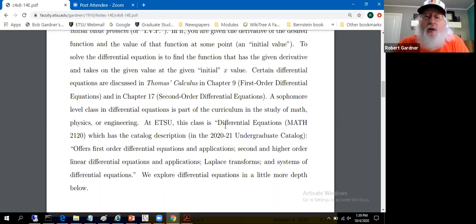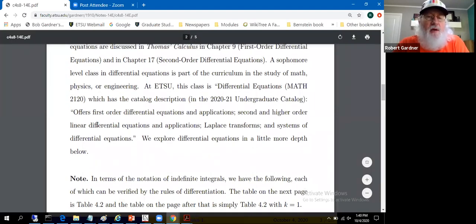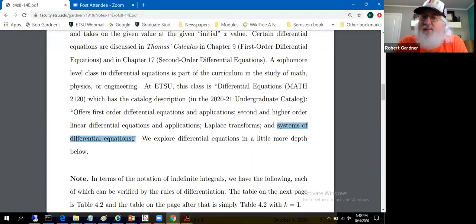At ETSU, the class is differential equations. It's Math 2120. The catalog description, as of today at least, says offers first order differential equations and applications, second and higher order linear differential equations and applications, Laplace transforms, and systems of differential equations. Yeah, this last part, systems of differential equations, could be a bit of a challenge unless you've had some linear algebra. And I don't think linear algebra is currently a prerequisite for our differential equations class.